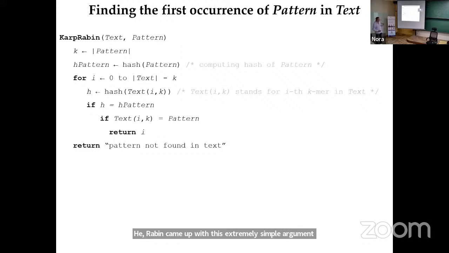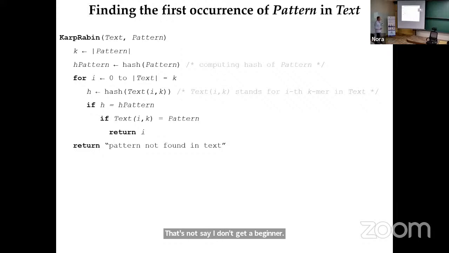A trivial algorithm for a trivial problem. The problem is: given a short pattern and a text, find where the pattern appears for the first time in the text. Well, the trivial thing is you can go through the text and check every k-mer until you see the pattern. They propose something else. That's not the algorithm yet, so you don't appreciate the power of the algorithm yet.